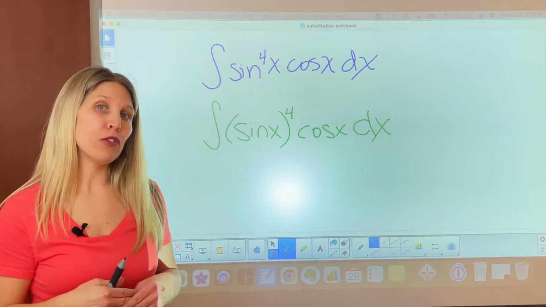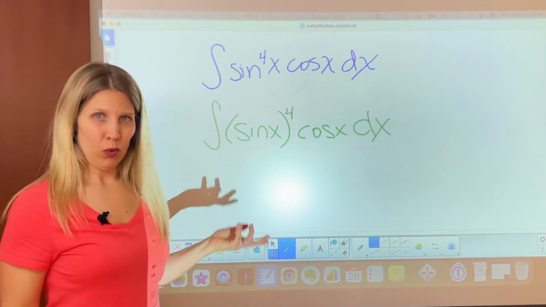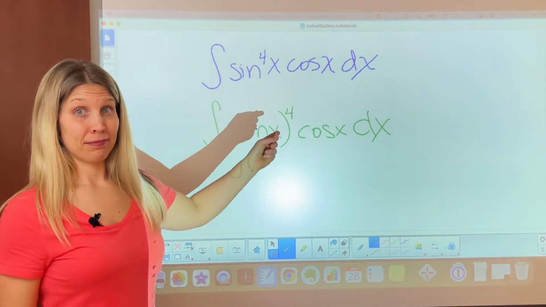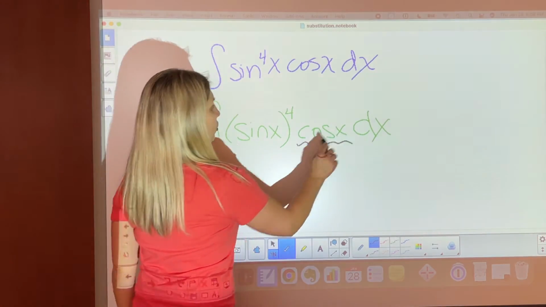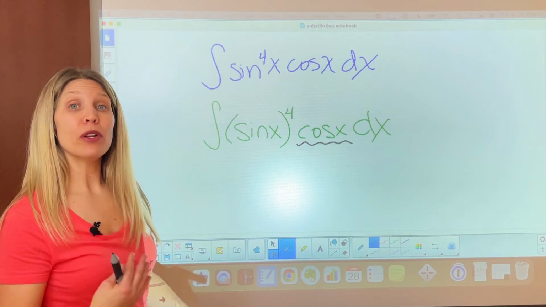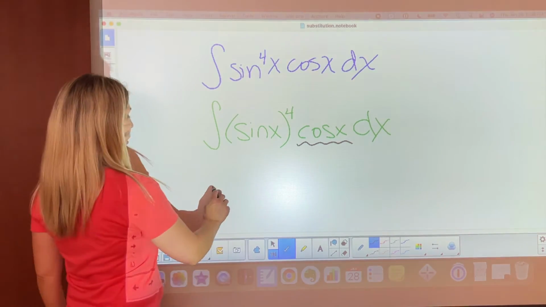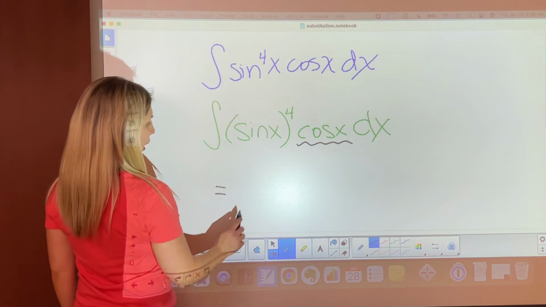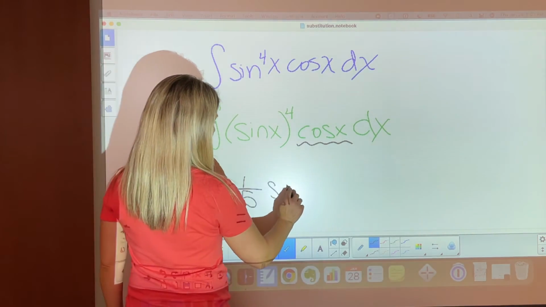Well, because now if you look at the chain rule, the inside piece is sine x. What's the derivative of sine x? Cosine x. The derivative of our inside piece is already there, so we don't need to add anything. Now we just need to integrate the outside piece. So when you integrate the outside piece, you add an exponent and put 1 over that new exponent out front.